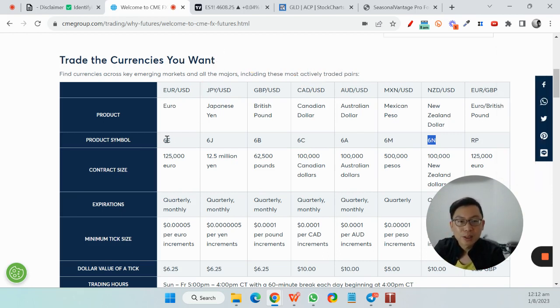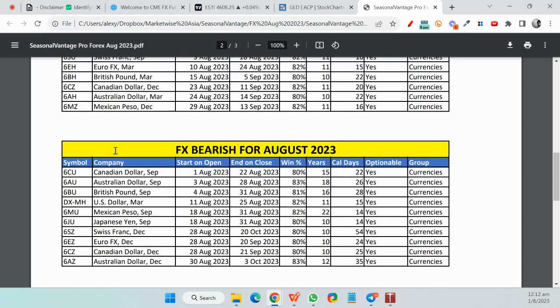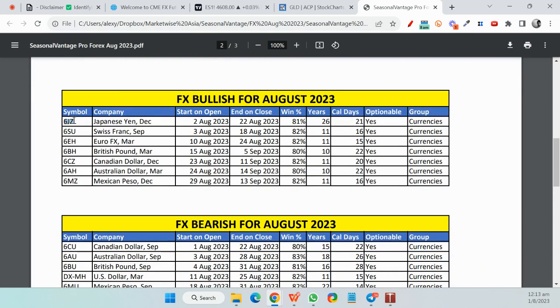So these are the product symbols for the futures: 6E, 6J, 6B, 6C, etc. This is what you are going to see on SeasonalVantage, for example, Japanese yen 6J, Swiss franc 6S, Euro 6E, British pound 6B, and so on and so forth. So in this example, how do we read that? The symbol is 6J. It says companies, but you can just treat it as the currencies, because actually this is meant for stocks, equities, but I just use it for the currencies as well.